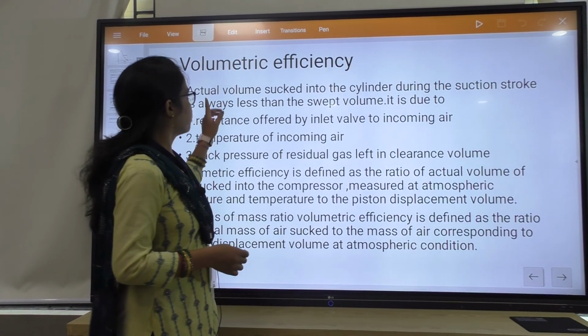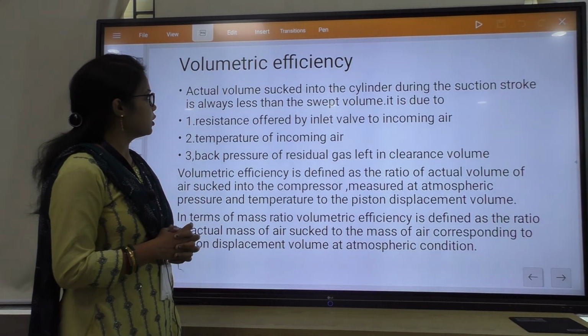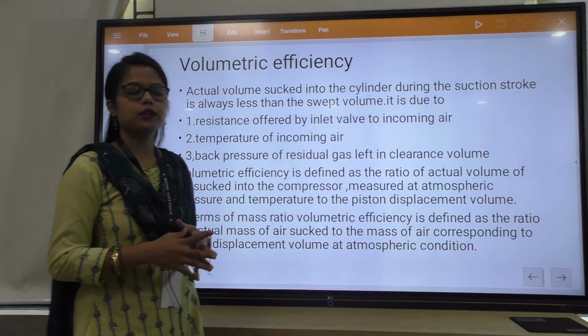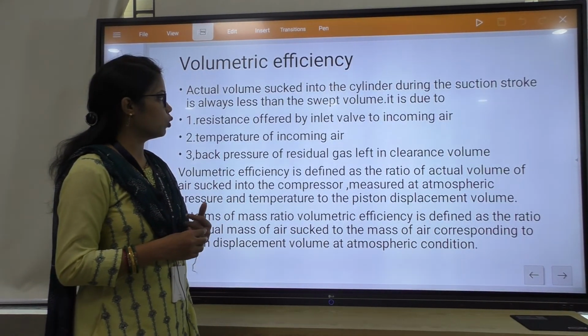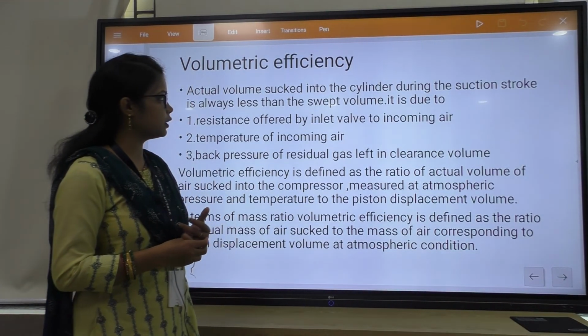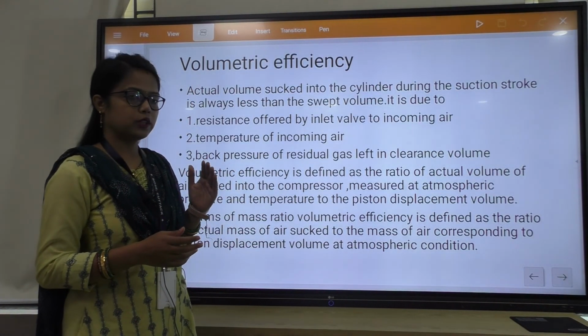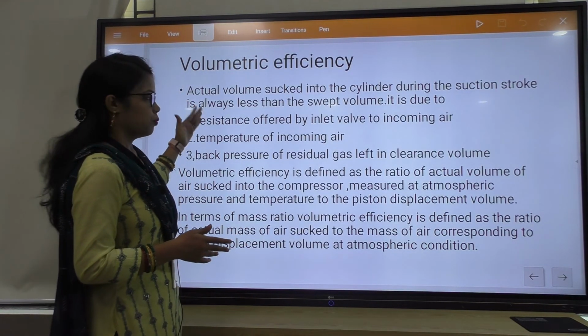So let's start with volumetric efficiency. We have to understand what volumetric efficiency is, and before that you should know why volumetric efficiency arises and how it is calculated. The points are here.